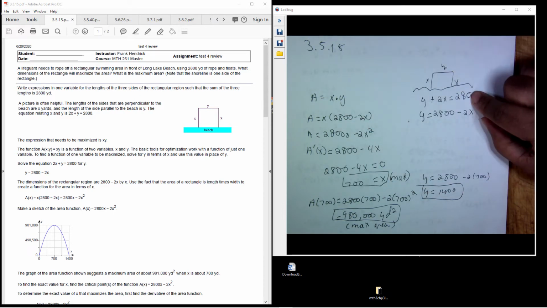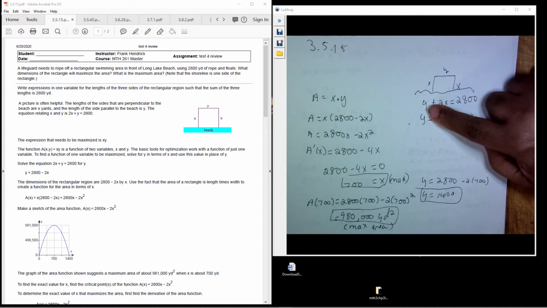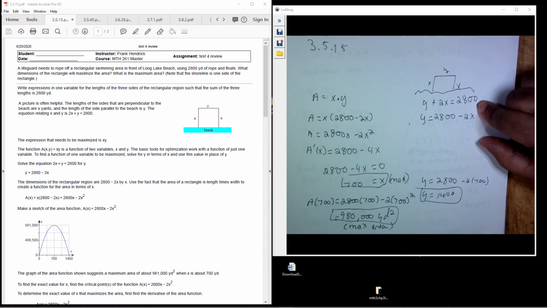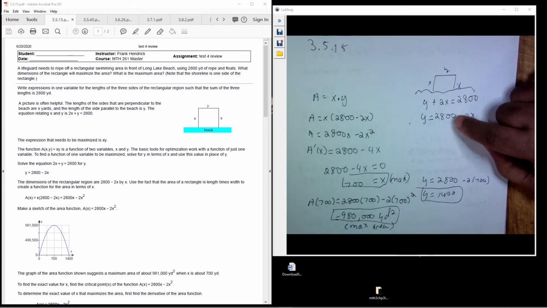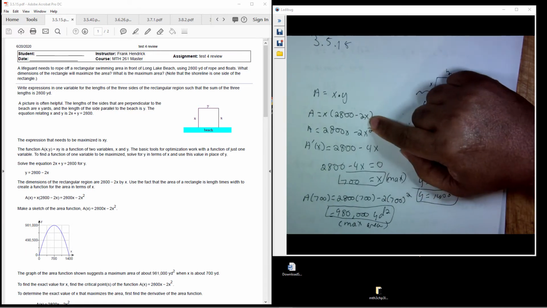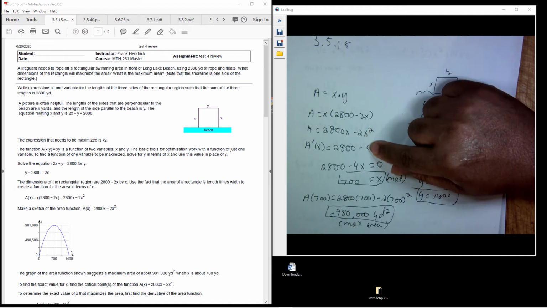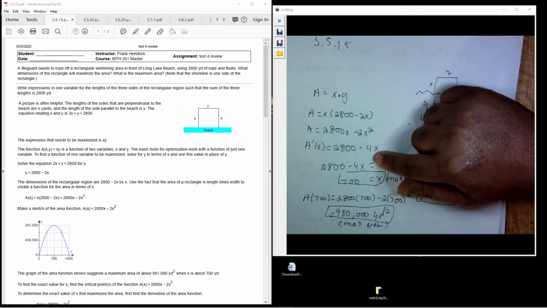So they also give us the relationship between x and y: y plus 2x equals 2,800. So I can go ahead and solve for y here and plug it back in. Now I have an expression that's written in just one variable. I can simplify it here and then take the first derivative of it. So my first derivative is 2,800 minus 4x.